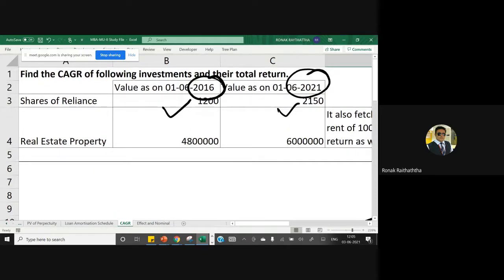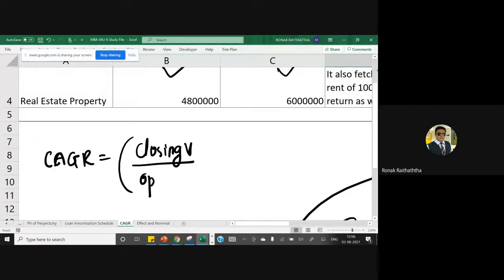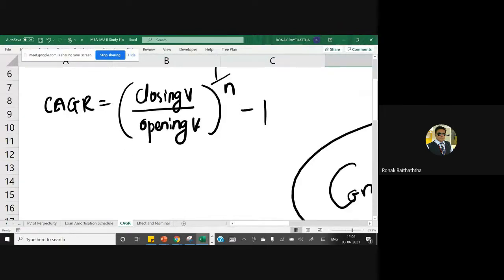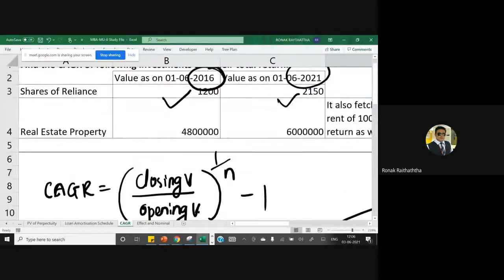Okay. So we'll go to the CAGR of Reliance first. The formula of the CAGR looks like this, everyone start along with me. CAGR equals closing value divided by opening value, raised to 1 divided by n, and after that you have minus 1. So the closing value of the Reliance shares, first we'll be finding for that, is 2150.